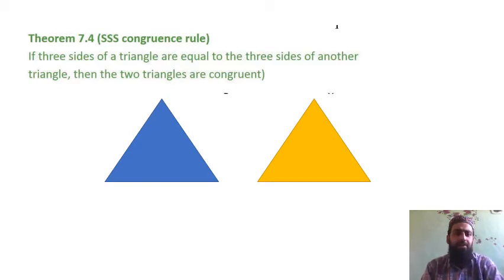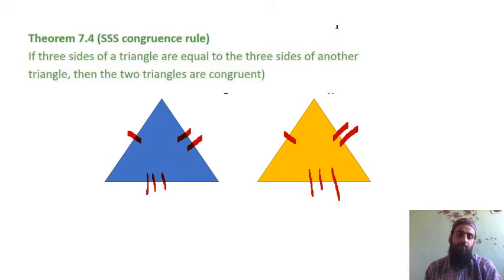This states that if three sides of a triangle are equal to the three sides of another triangle, then the two triangles are congruent. So we have been given that these two triangles have three sides equal. Let's assume this side and this side are equal, this side and this side are equal, and this side and this side are equal. Now we have to prove that if these three sides are equal, then the triangles are congruent.